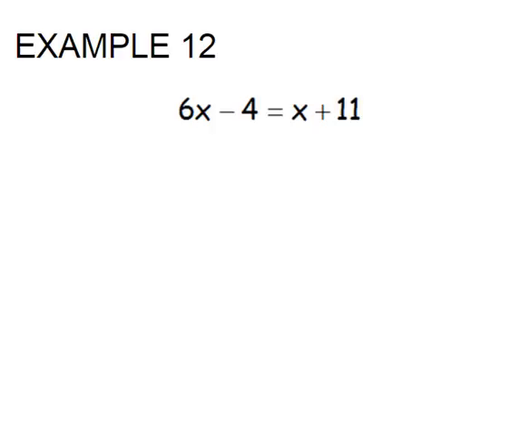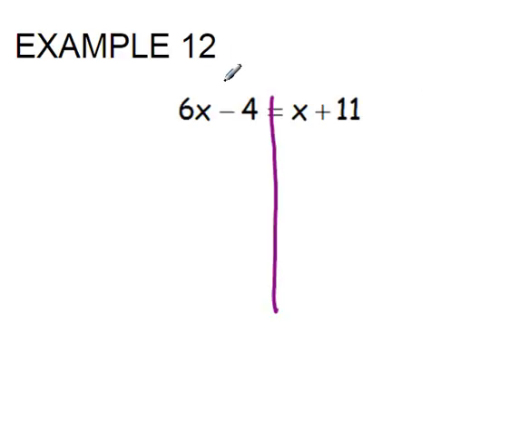In this example, we are asked to solve for the variable x. And as you can see in this problem, we have the variable on both sides of the equal sign. This means that we're going to have to group all of our variables together and then all of our constants together before we can finish up to solve the problem.